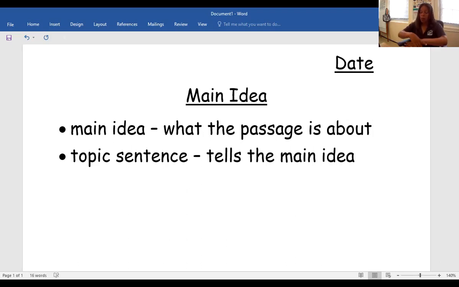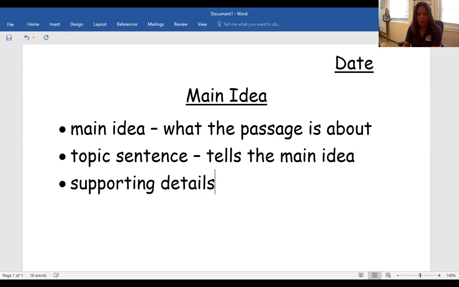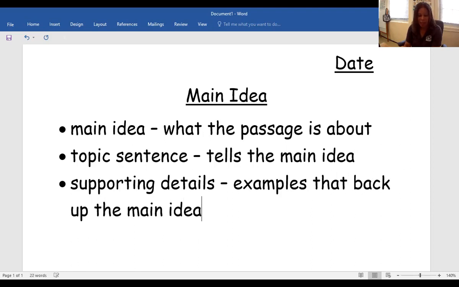Once you figured out what the whole passage is about, the main idea, you next have to look for some supporting details. These are just examples that back up your main idea. All right, so your supporting details. These are examples that back up the main idea.